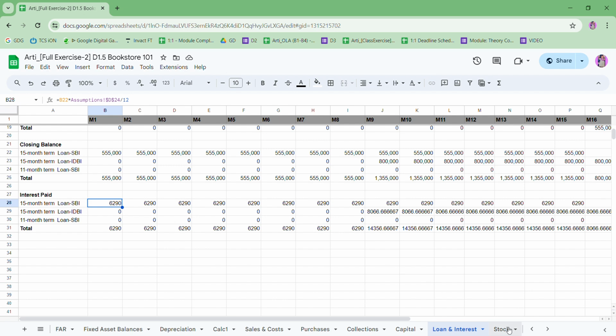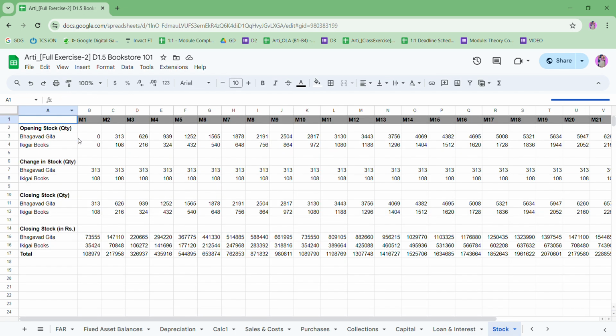And next is stock. We have shown all the changes in stock by deducting sales from purchases, and calculated our closing stock by adding opening stock with the change in stock. Now closing stock has been calculated in rupees by multiplying closing stock quantity with the cost.